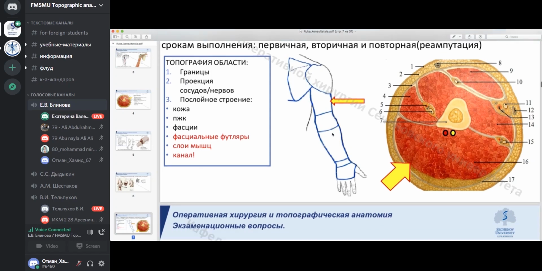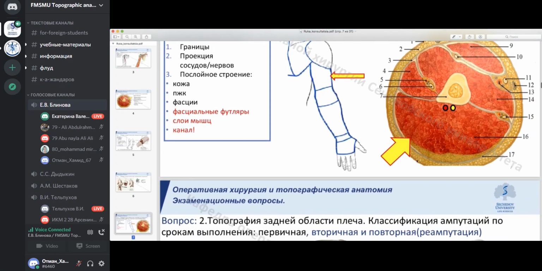The next are the layers. Skin, subcutaneous tissue. Subcutaneous tissue contains the superficial nerves. The superficial nerve is a sensory nerve which supplies the skin of the posterior region of the arm. These are branches of the radial nerve.